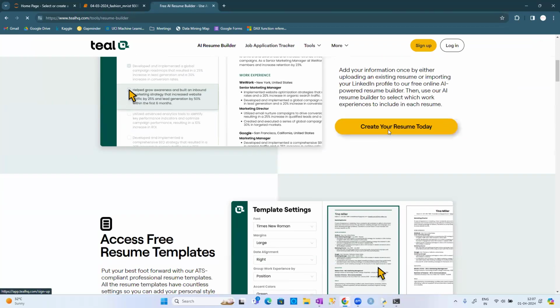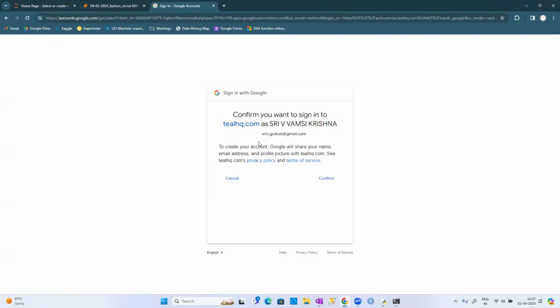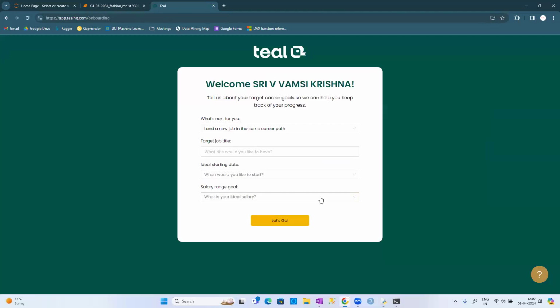Quickly, just create your resume today. It's nothing, just give a few inputs, guys. Continue with Google. I'll connect with my Google account. Just confirm it. No need to give any other account details. Just create an account and work on that, guys. It will ask you a few questions. So, what's next for you?